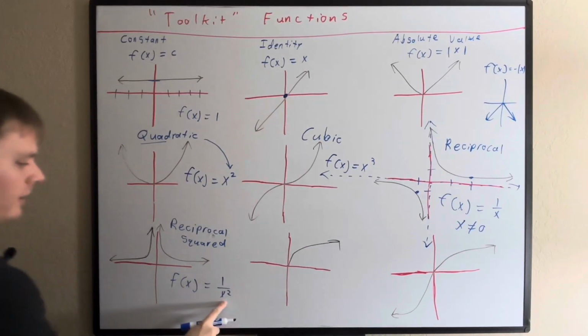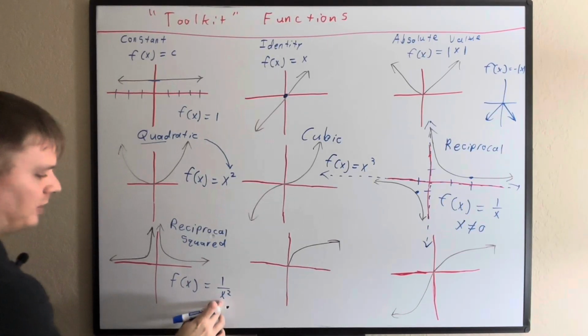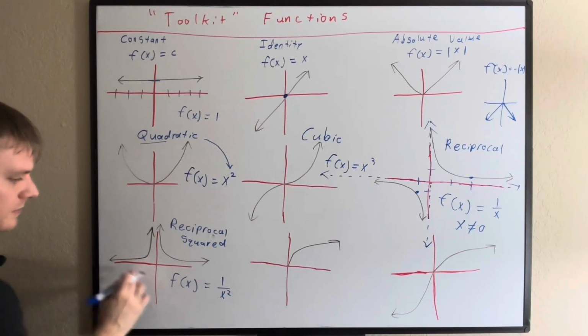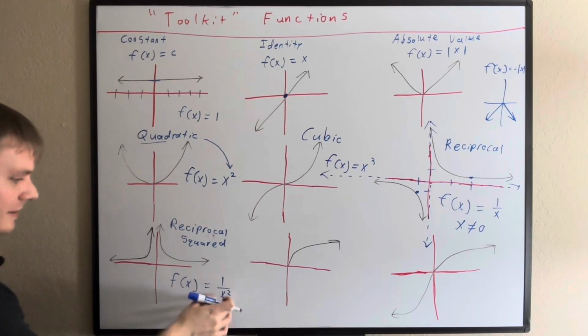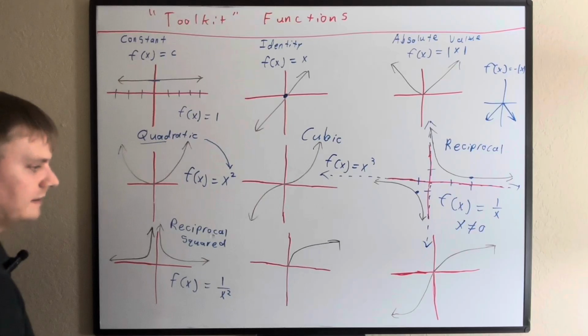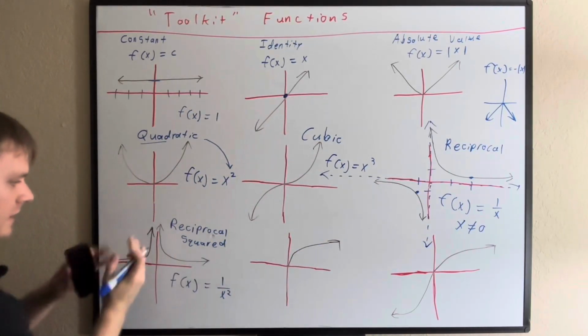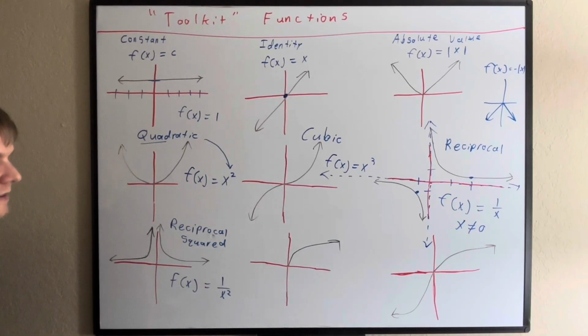Suddenly, our output, even if our input is negative, like -2, it's going to get squared, which means it's going to be positive. So our output will always be positive. Make sense? So that's reciprocal squared. It looks kind of like reciprocal, but always positive. My output is always positive. Of course, your input could always be negative.